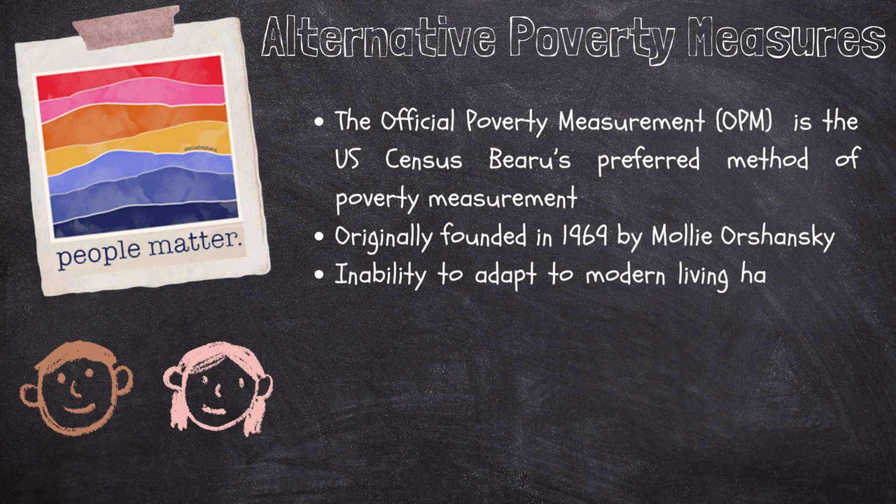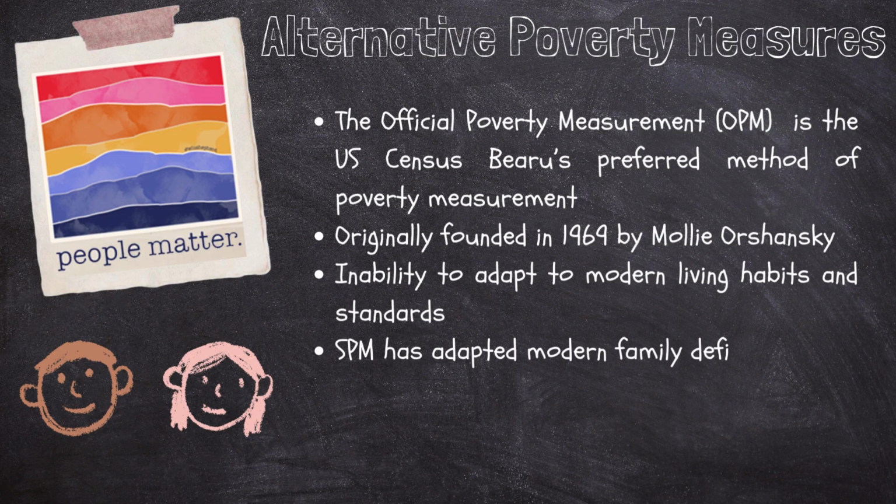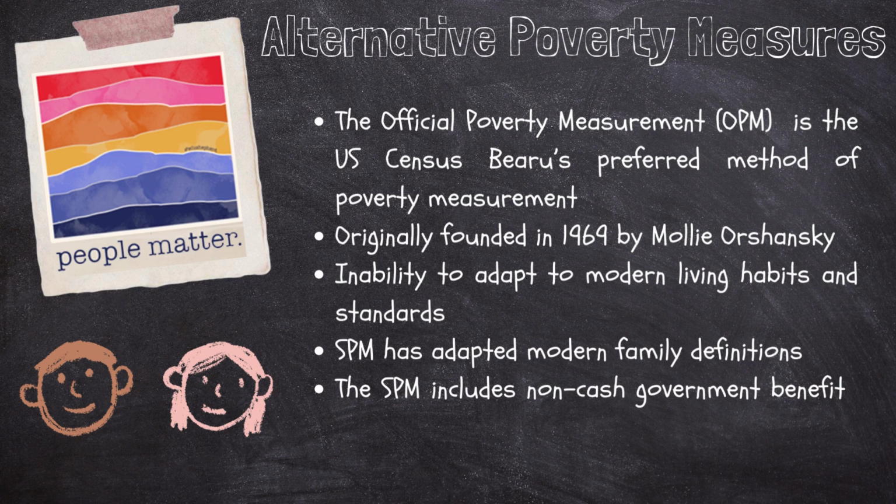The SPM, on the other hand, has adapted to modern living by updating its definitions for what it considers a family, extending beyond legal or blood definitions. Additionally, the SPM includes non-cash government benefits that the OPM is unable to account for due to the fact that they did not exist when the OPM was initially enacted.